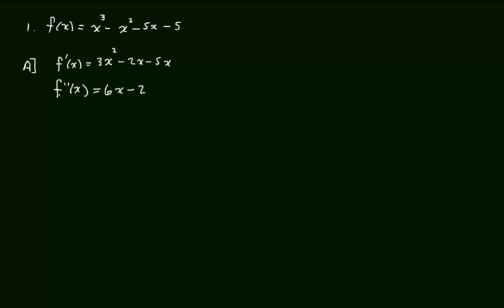Now I want to determine where the second derivative is positive, and where the second derivative is negative. To do that, I set the second derivative equal to 0. And that's going to occur at x equals 1/3. That's not called a critical point. The critical point is when you set the first derivative equal to 0. This is maybe called a potential point of inflection. Its second derivative equal to 0.